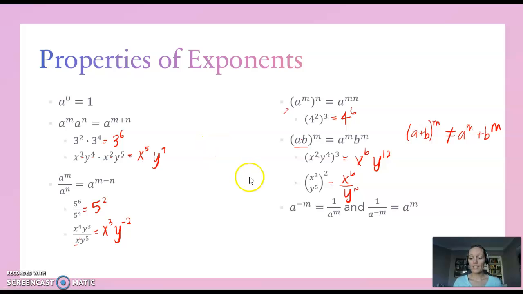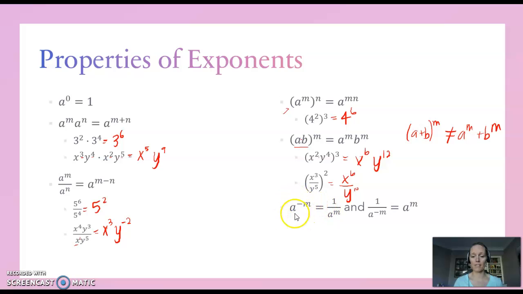Now the last rule here is the rule for negative exponents, and when we have a negative exponent, our goal is to write it as a positive exponent, and the way that we do that is by taking the reciprocal or moving the negative part to the other side of a fraction. So if I have a to the power of negative m, then I can write that as 1 over a to the power of positive m.